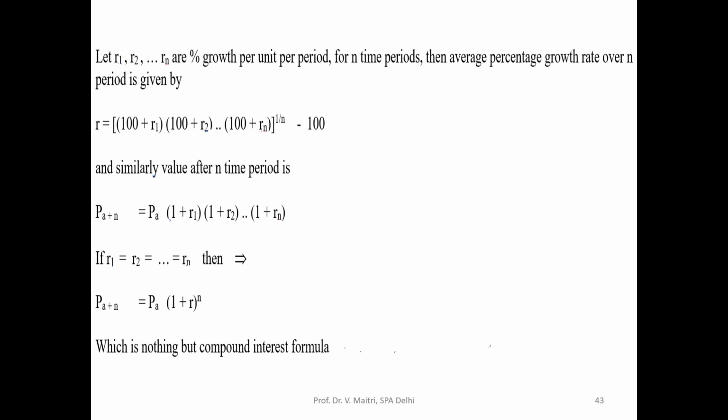And if the rate of growth is the same, if R1 is equal to R2 is equal to Rn, then it implies P(a plus n) is equal to Pa multiplied by (1 plus R) raised to n. So this is nothing but our compound interest formula.